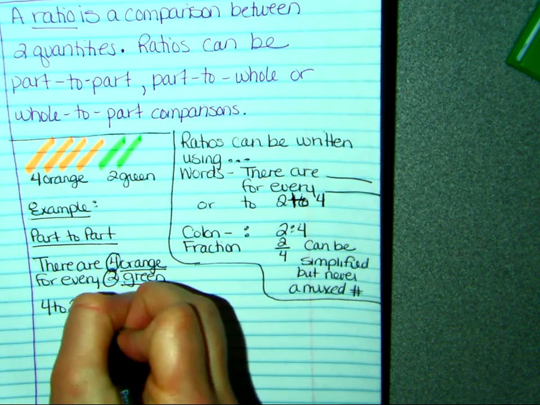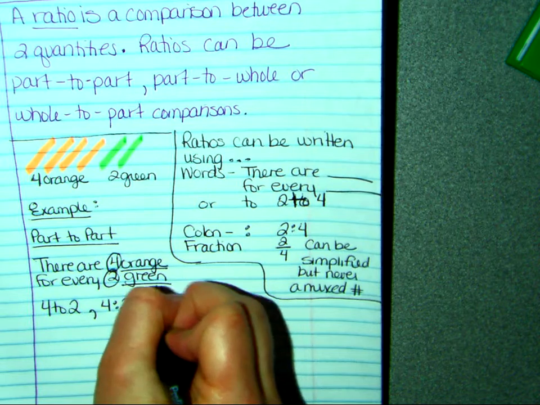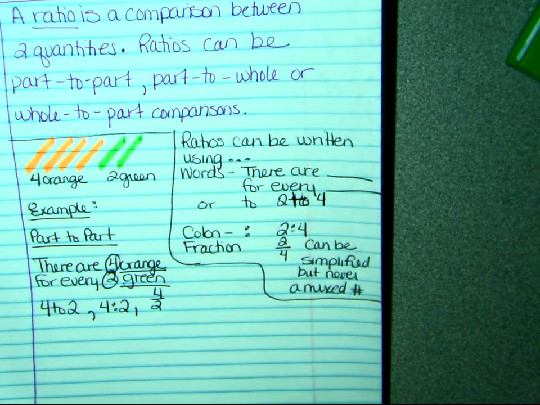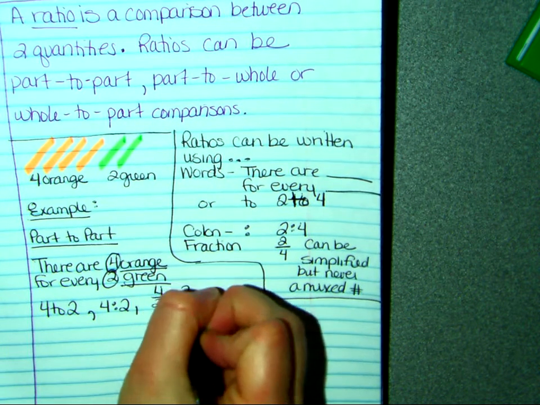I could do 4:2, or I could do 4/2, which I could simplify, right? No. Yeah. I could. Now, I can't make it into a whole number. That's right, Xander. But could I instead make it, instead of 4/2, could I make it 2/1? Yes. It stays as a fraction, but it is simplified.